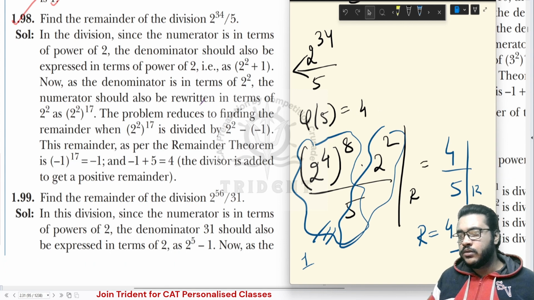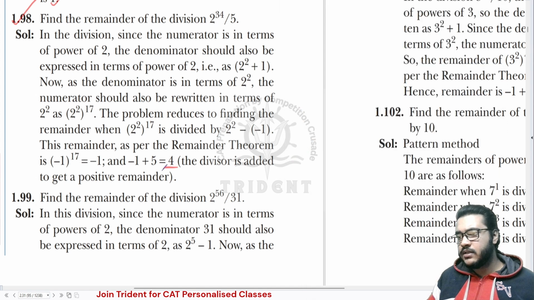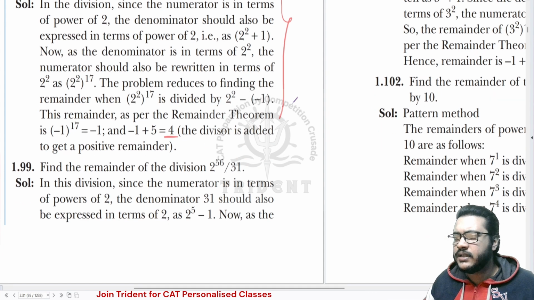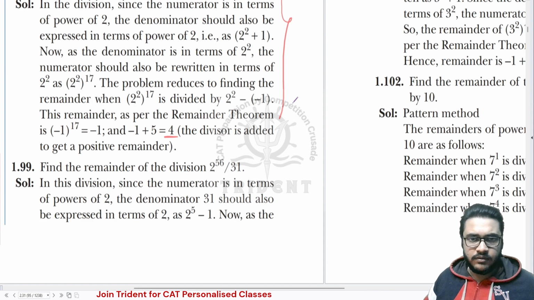So the remainder will be 4. Okay? So if you can see, they have also given you an answer that is 4 over there. And if you are interested, you can read the solution to understand this thing. They have given a rather different way. Okay?